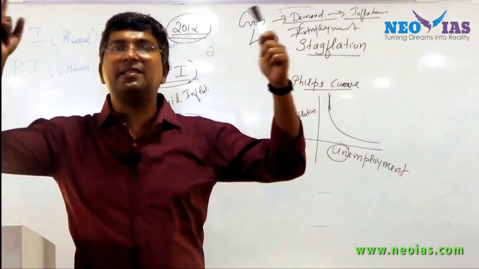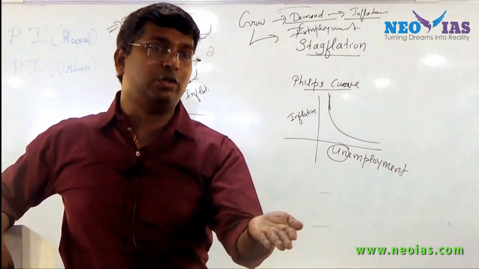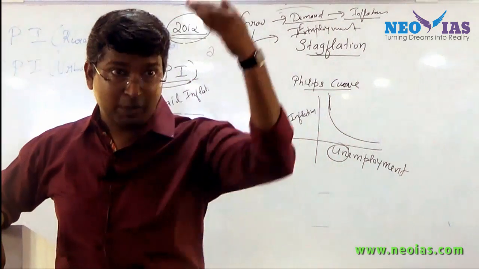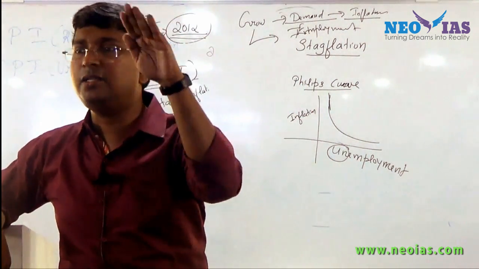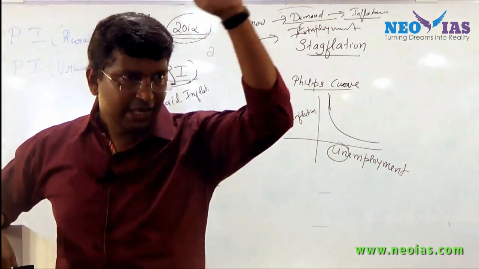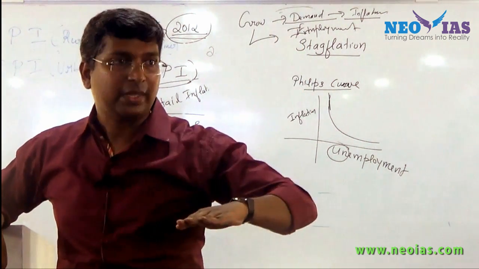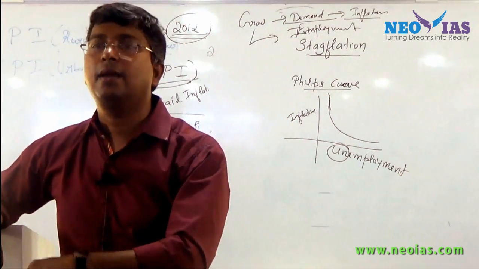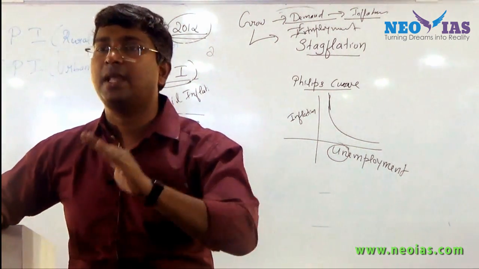But in the 1970s, certain phenomena showed that even without economic growth, inflation can happen, like in India. For the first time, a situation arose where there is high inflation but economic growth is low. Economic growth is low means unemployment is high. That situation, which rejected the Phillips curve, is what is called stagflation.